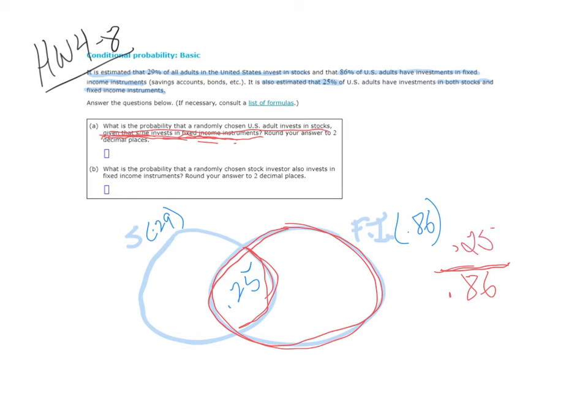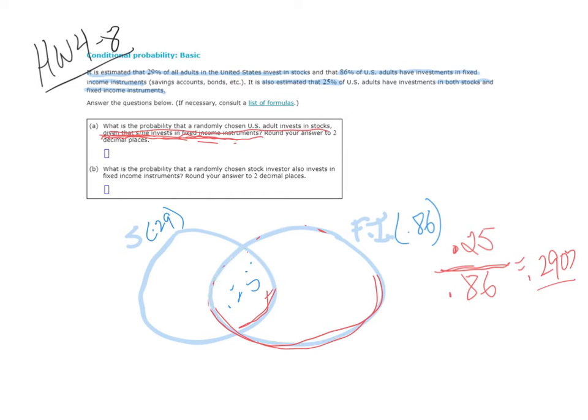So I got a 0.25 over a 0.86. I typed that in my calculator. Knocks out 0.2907. And that's what I would put down for my answer. All right, let's try the next one. Clean up a little bit.